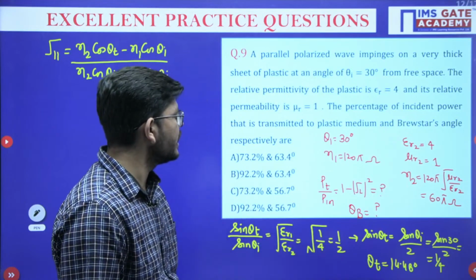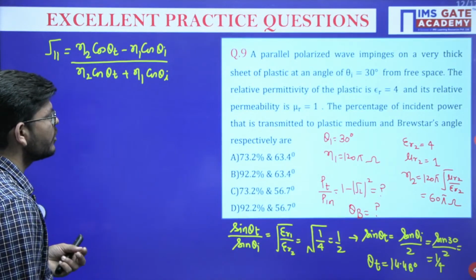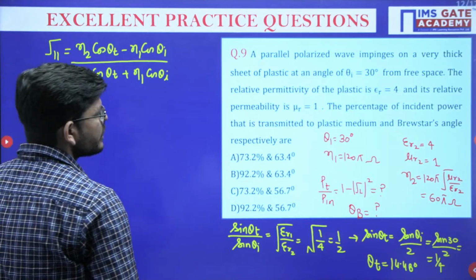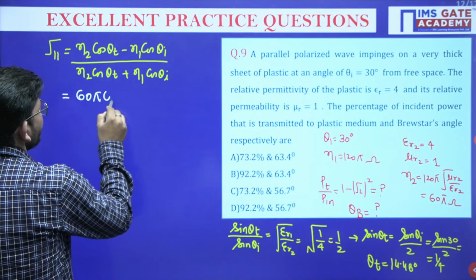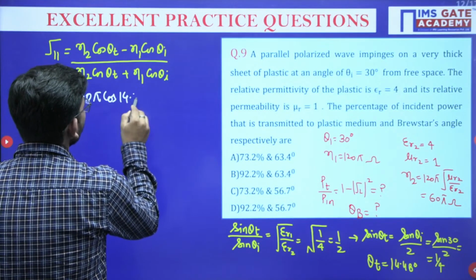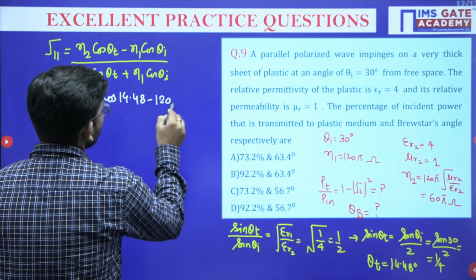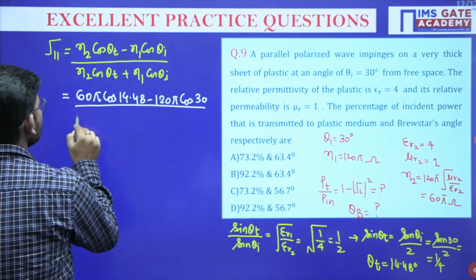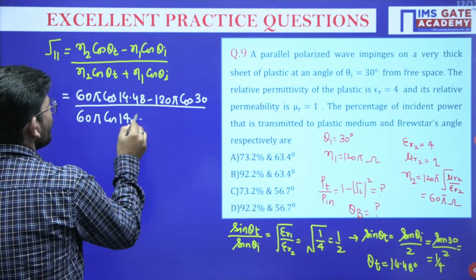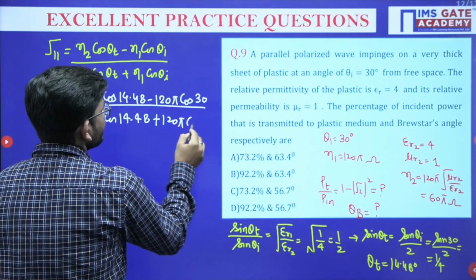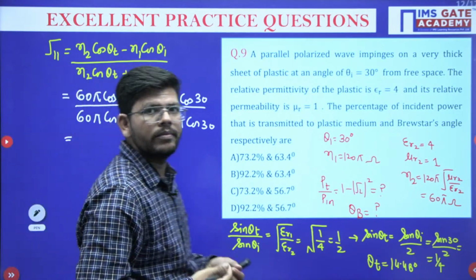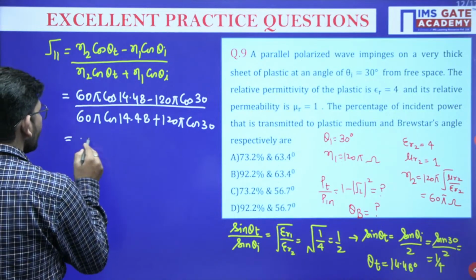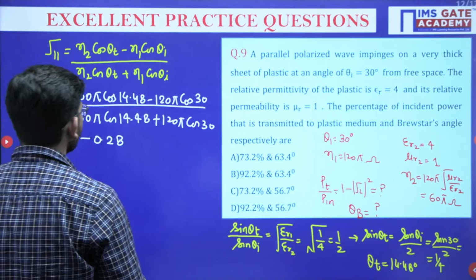So first we have calculated the theta t angle, and this task is done. Theta i is given to us, eta is what we require, and eta is also known to us. So just put the values here. Eta 2 is 60 pi: 60 pi cos of 14.48, minus eta 1, which is 120 pi cos of theta i, 30 degrees, divided by the same thing: 60 pi cos of 14.48 plus 120 pi cos of 30. Once you solve this, you will get the value of gamma. This comes out to be minus 0.28.